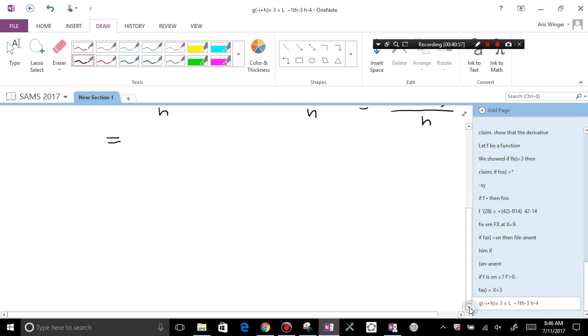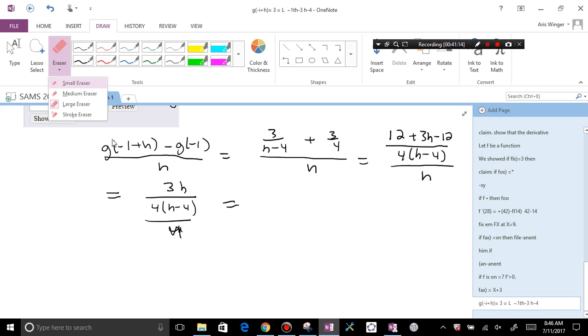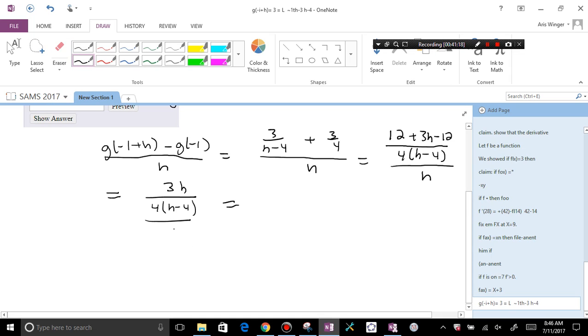Is equal to 3h over 4 times h minus 4, all over h. The h's cancel. 3 over 4 times h minus 4.